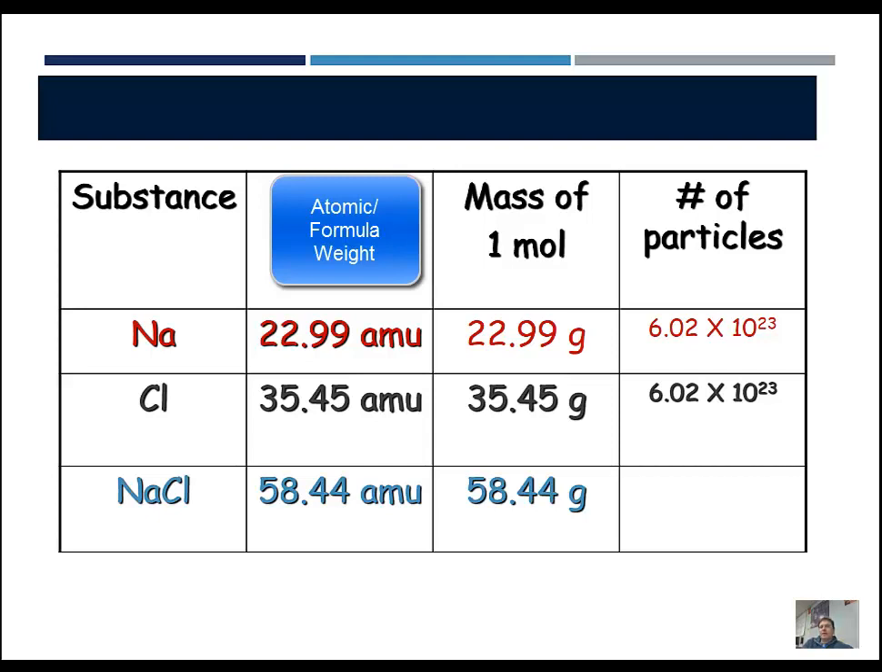But I'm not going to have the same number of particles. I'm not adding this plus this. No, I have 1 mole of sodium chloride molecules, so I have 6.02 times 10 to the 23rd particles.